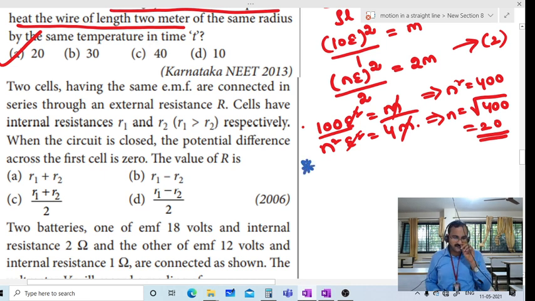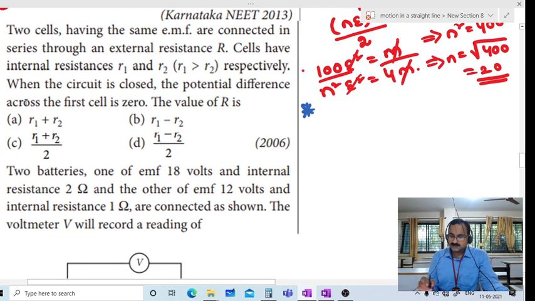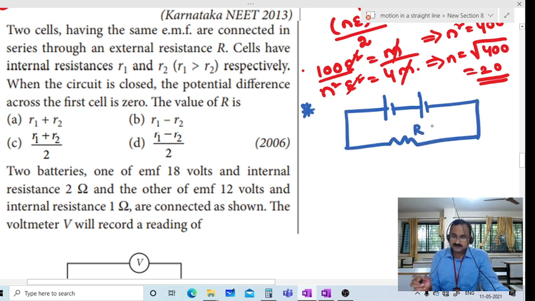Two cells having the same EMF are connected in series through an external resistor. The two cells have the same EMF, E and E only, connected in series to an external resistor, so internal resistances are there: R1 and R2. The EMF is the same for both, but the internal resistances differ, with R1 greater than R2.